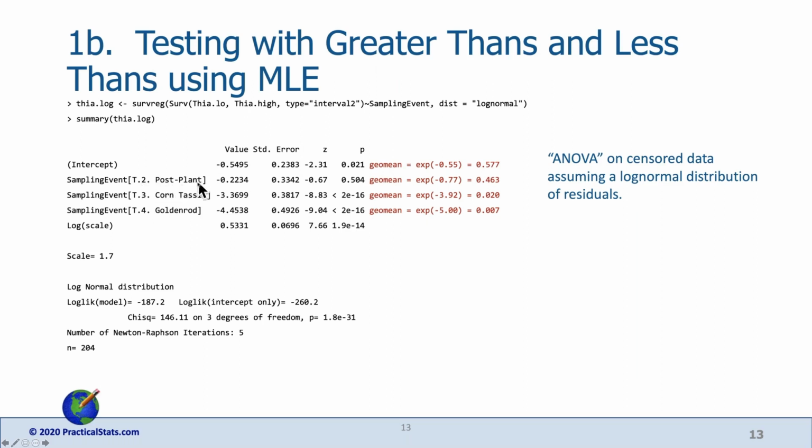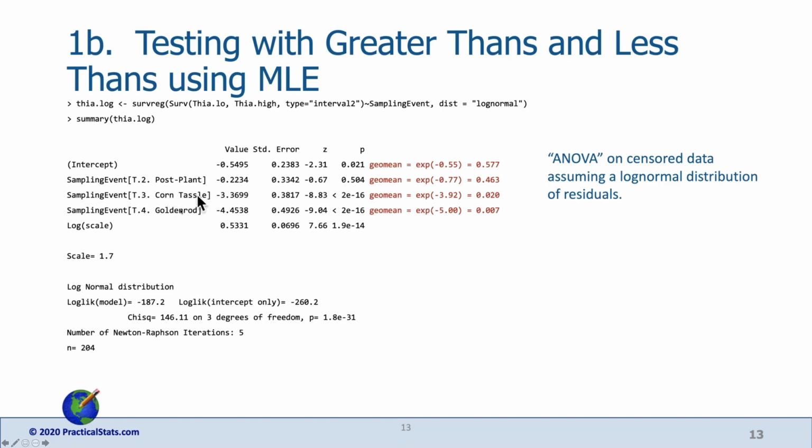The second group, post-plant, has a value here also. And this value is the difference between the mean log for the first group and the mean log for this group. So the post-plant group is 0.2234 lower in log units than the pre-plant group. So it's going to have a mean logarithm of minus 0.55, to round, minus 0.22 is minus 0.77. And so it's going to have a geometric mean of 0.46 back in the original concentration units.